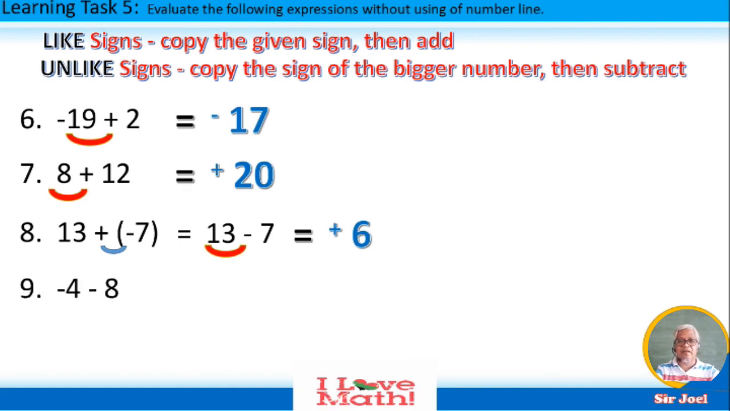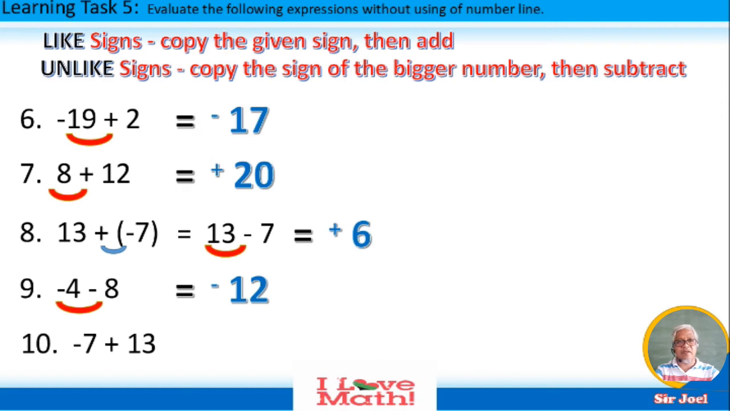Problem number 9, negative 4 minus 8. Again, look at the given signs. Both negative. Okay? Pareho. Like signs. Meaning, copy the negative sign, then add 4 and 8 to get negative 12.